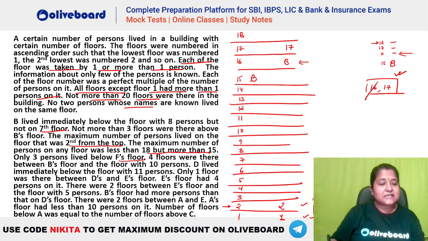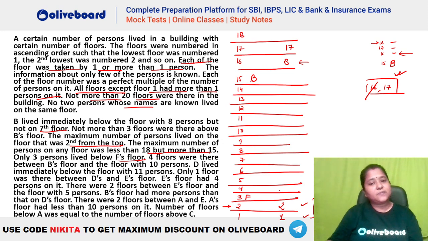And you can see it is given that 3 persons are living below F's floor, right? So only 3 persons live below F's floor. That means F has to be here. So this will be your F, and you can see a total of 3 persons are living below F's floor. Okay, then 4 floors are there between B's floor and 10 persons.